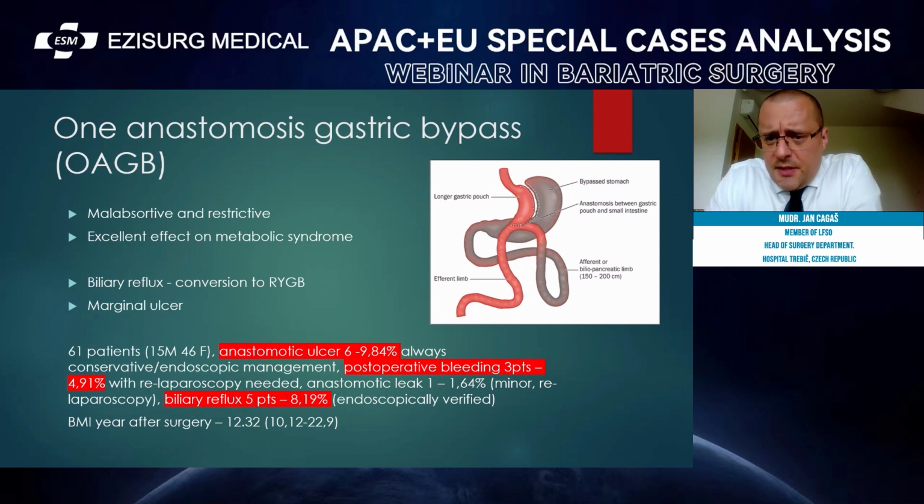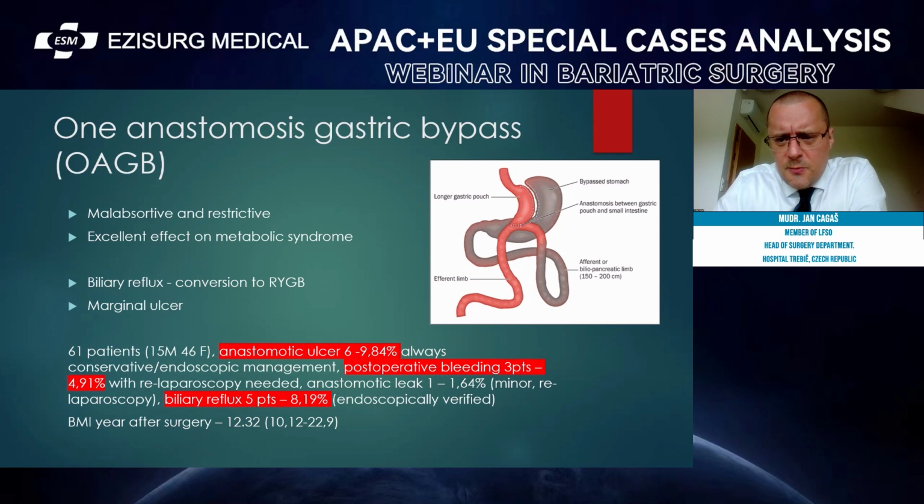This is a schematic of one anastomosis gastric bypass. It's both restrictive and malabsorptive, and has an excellent effect. But its main disadvantage, as I said earlier, is biliary reflux. However, our data show only 5 patients who had that, which is about 8%, which is still good. We only had 1 anastomotic leak. And what we also see in those patients are anastomotic ulcers.